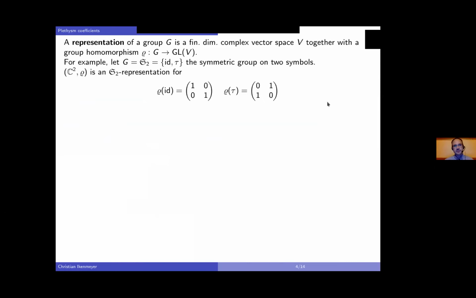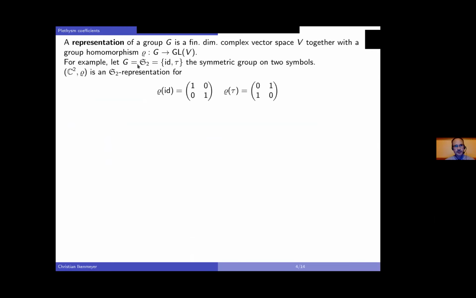Right? So a representation of a group G is a finite dimensional complex vector space together with a group homomorphism from G to GL(V). Okay, so let's just do some simple example. This is the general linear group, right? Invertible linear maps on V.